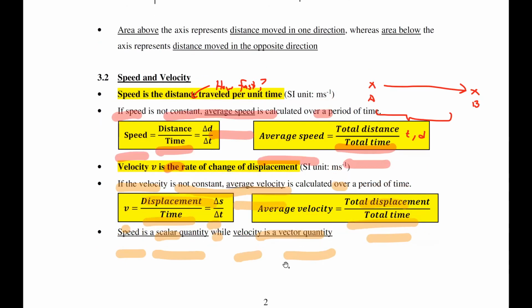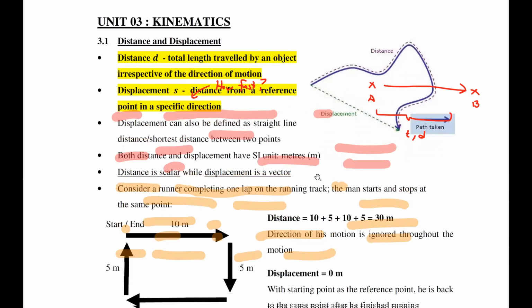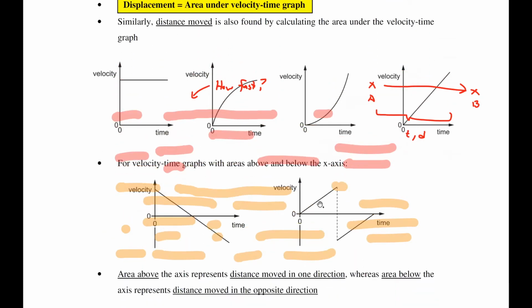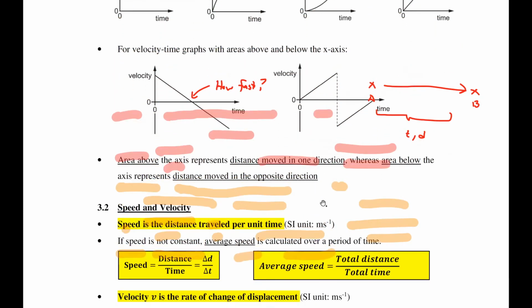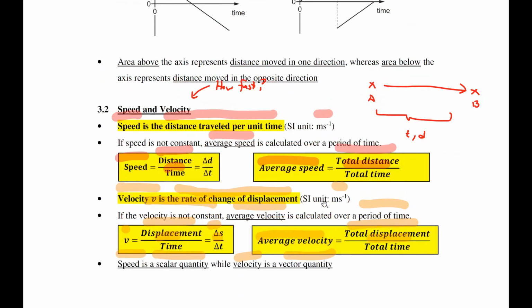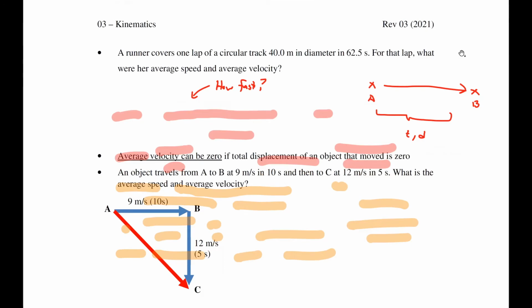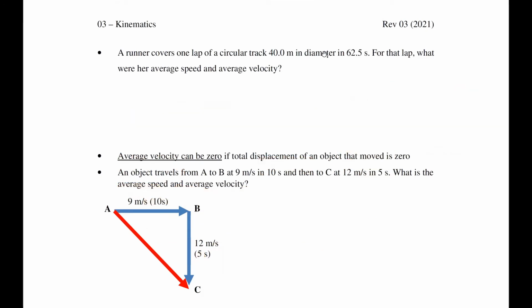So one thing to see from here would be, let me just go to the third page. Okay, so there's some example in the next page to illustrate what I'm saying. Now, you have a runner that covers one lap of a circular track, 40 meter in diameter, in 62.5 seconds. For that lap, what is her average speed and her average velocity?